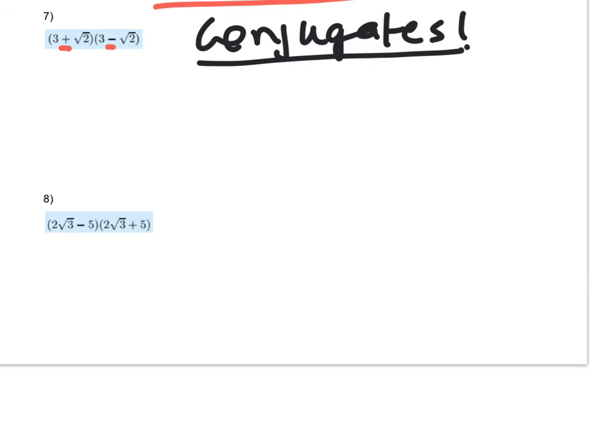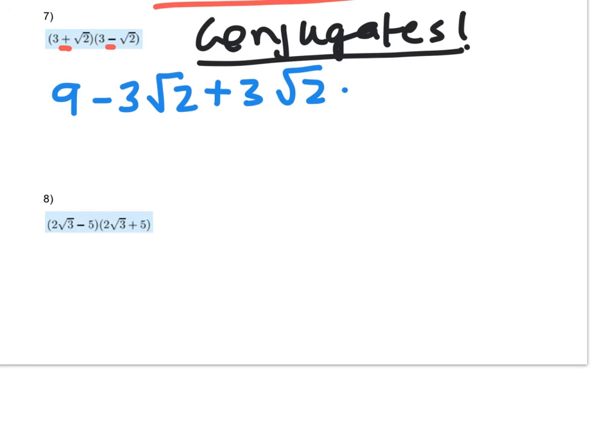So we're going to do FOIL again because it's two binomials. So it's the first, 3 by 3, 9. Then the outer, 3 by minus root 2 is minus 3 root 2. Then we have plus root 2 by 3, which is plus 3 root 2. And then we have plus root 2 by minus root 2, which is minus root 4.